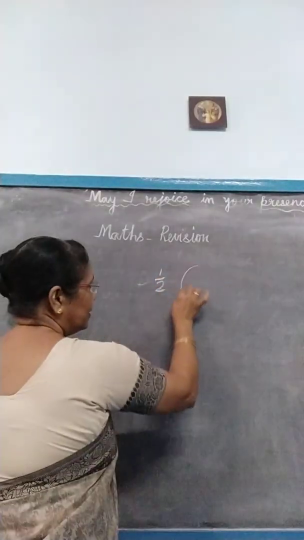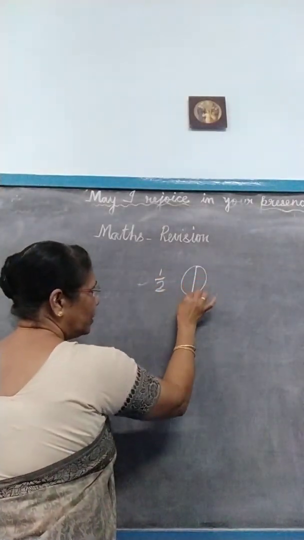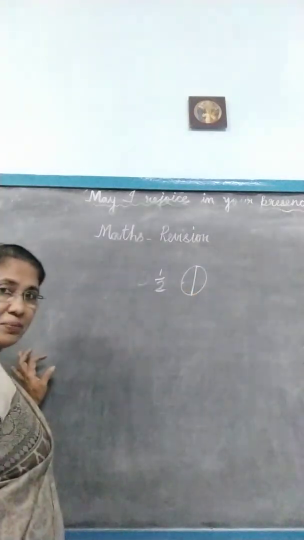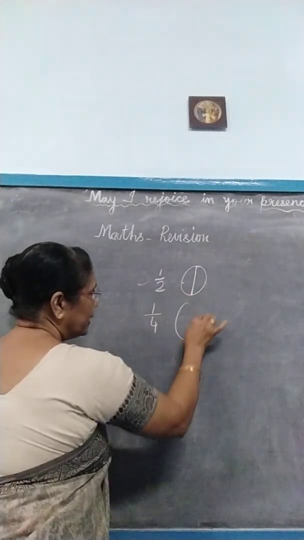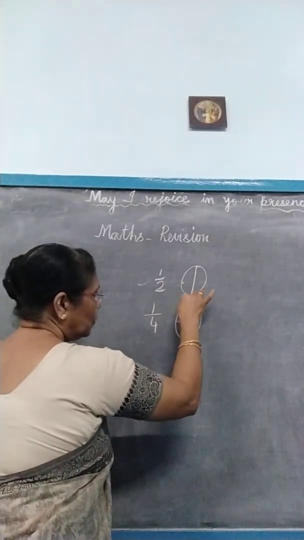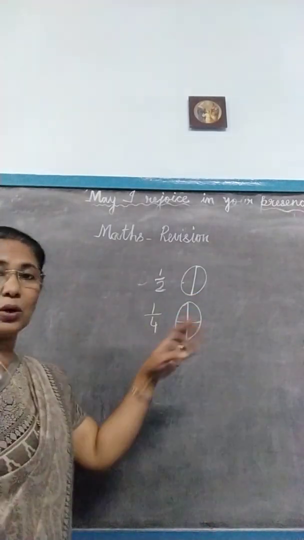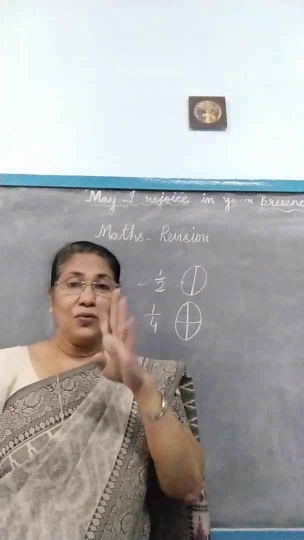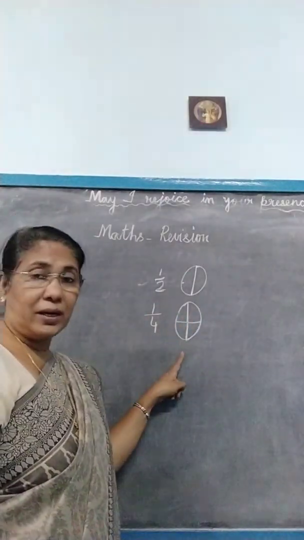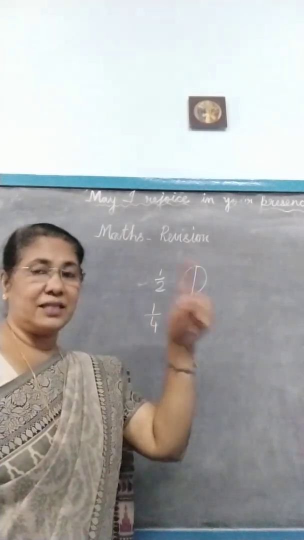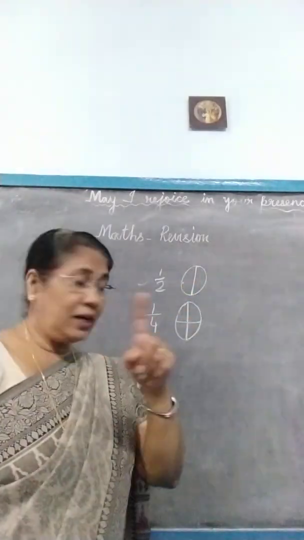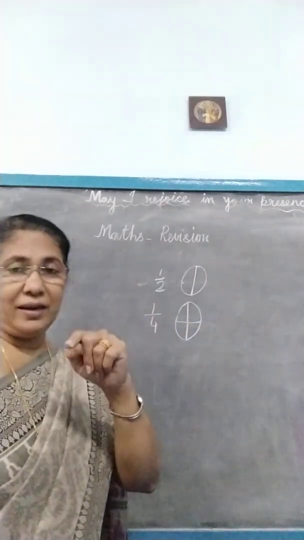That means the whole thing is divided into 2 equal parts. Now, 1/4: the whole thing is divided into 4 parts. 4 quarters make 1. 2 halves make a whole. Yes, 2 halves make 1. 4 quarters make 1.